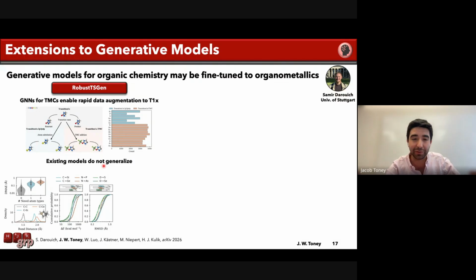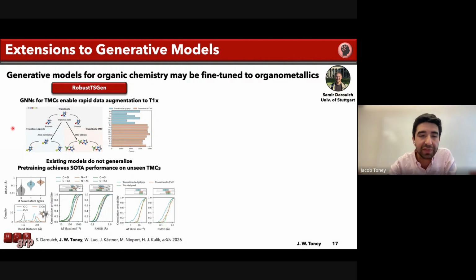So some fine-tuning and data augmentation is necessary. When you take these same models and fine-tune them on some of the out-of-distribution chemistry, we find that the pre-training achieves state-of-the-art performance on unseen TMCs. So down to 0.1 RMSD and on the order of 1 to 10 kcal per mole difference on this transition metal catalyzed reaction chemistry.